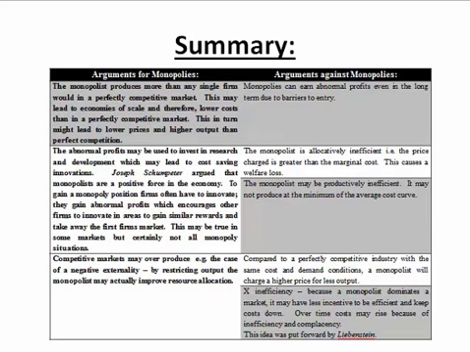Arguments against monopolies. Monopolies can earn abnormal profits even in the long term due to barriers to entry, and we've discussed barriers to entry in detail. The monopolist is allocatively inefficient, i.e. the price charged is greater than the marginal cost, and this causes an associated welfare loss. The monopolist may be productively inefficient, and may not produce at the minimum of the average cost curve. Compared to a perfectly competitive industry with the same cost and demand conditions, a monopolist will charge a higher price for less output. And the last argument against a monopoly is X-inefficiency.